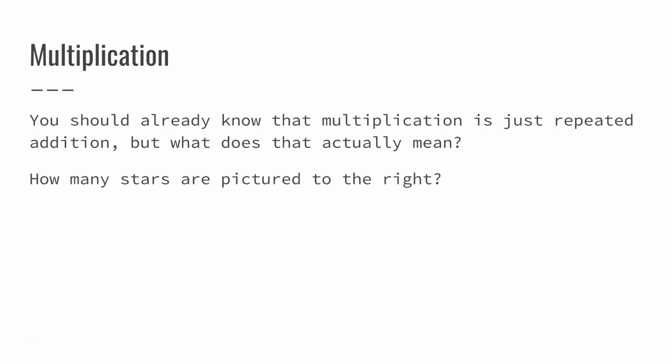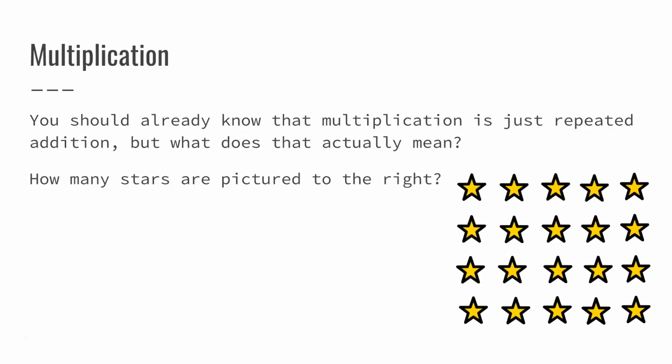The first thing you have to understand is that multiplication is actually repeated addition, which means you are doing it over and over again, but you might not actually understand what that means. So I have a picture over here on the right-hand side with a bunch of stars in it, and I want you to tell me how many stars you see without counting every single star. What you should have done is looked and gone, well, how many do I have in, say, a column? I have four stars in this first column.